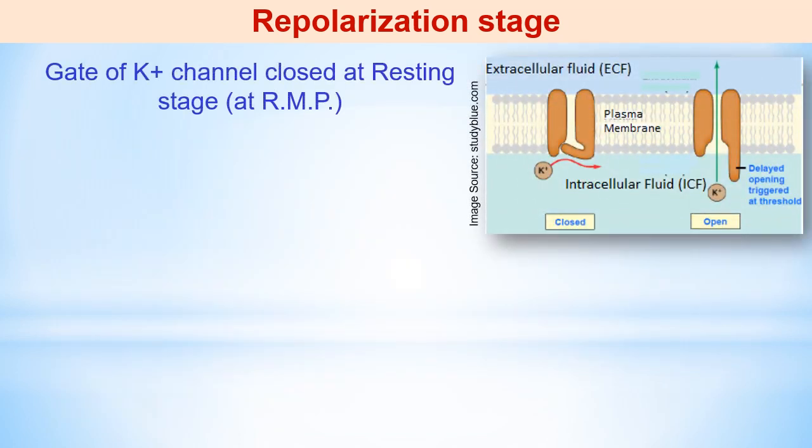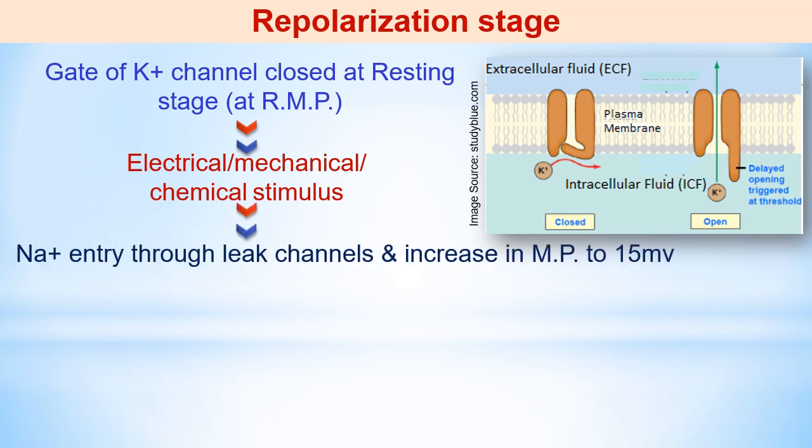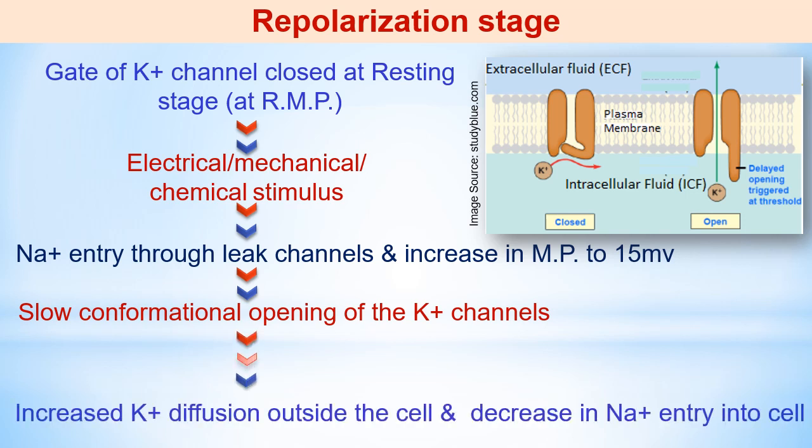Let us see the sequential events in the repolarization stage. The gates of potassium ion channels are usually closed at resting stage, but when an electrical or mechanical or chemical stimulus reaches the membrane, there occurs sodium ion entry through the leak channels, and that leads to an increase in membrane potential to plus 15 millivolt. And that opens the potassium ion channel because there occurs a slow conformational change in the potassium ion channel.